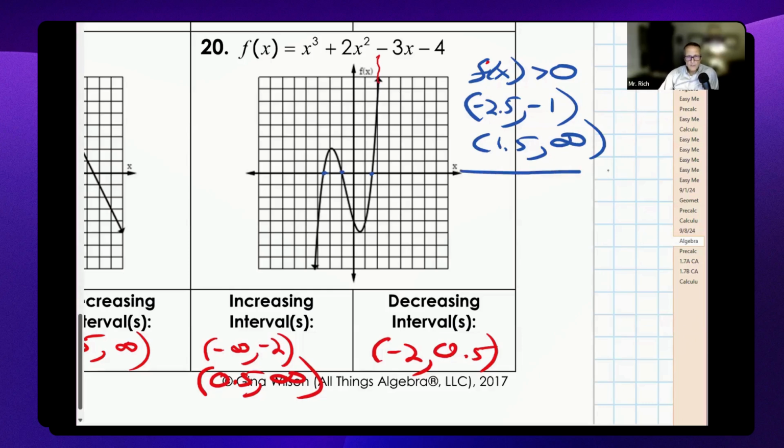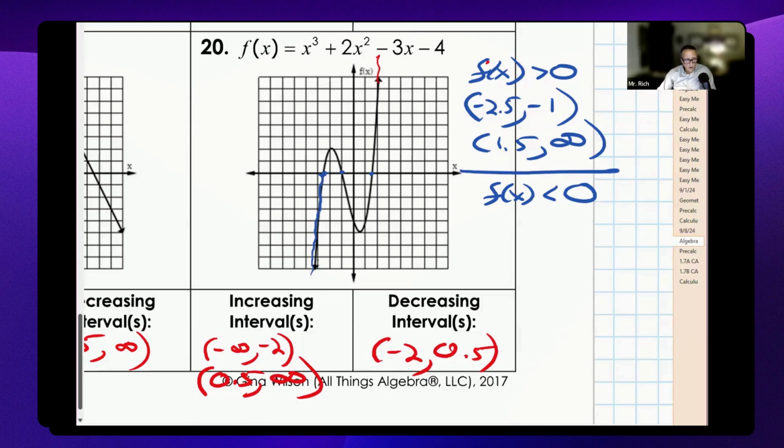Where is the function negative? When is my f of x going to be less than 0, or negative? Well, that's going to be where it's below the x-axis. And it's below the x-axis to the left of this x-intercept here at -2.5. And this leg here, this part of the graph, goes forever down and to the left.